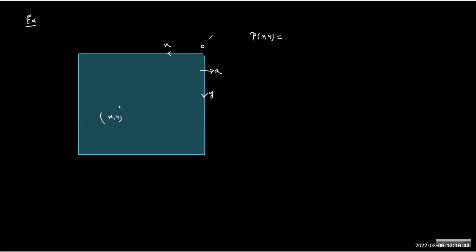So what is the pressure at x, y? Tell me. So what are x and y? X and y are the coordinate axes. a is the acceleration. Okay, I want to know the pressure at this coordinate. And the outside is the atmospheric pressure. Assume outside as atmospheric pressure.